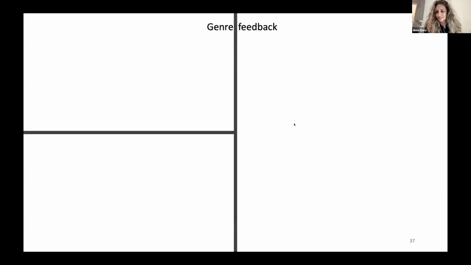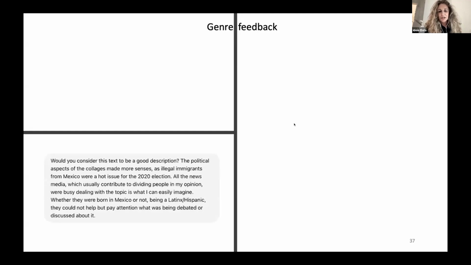And next, the other use is the genre feedback. So I'll show you an example. This is a text from, actually, a graduate student. And we were talking about genre, and so the question was, would you consider this text to be a good description? Because most of our students are international students, and they're getting used to the genre here in the US.